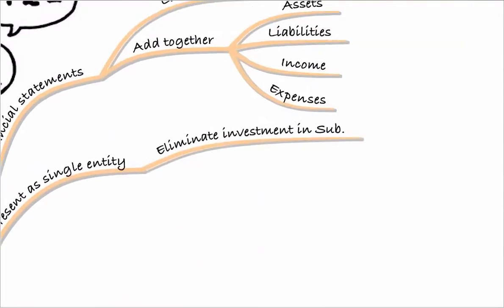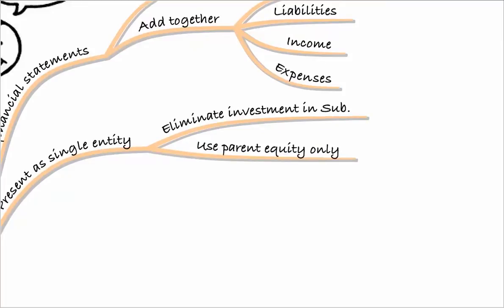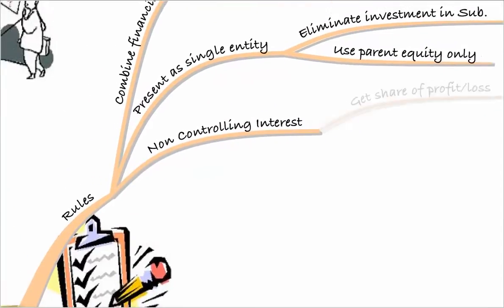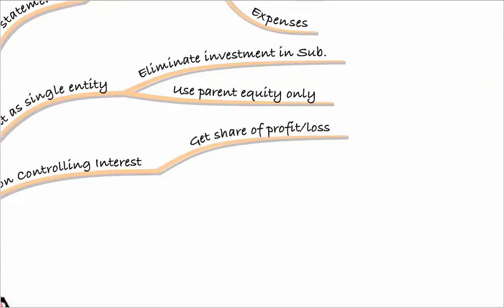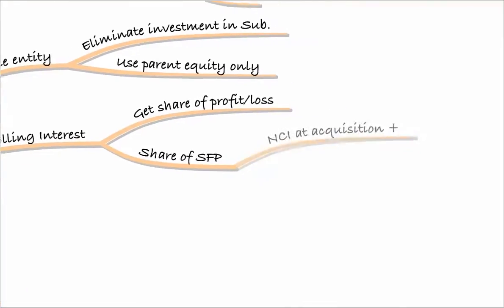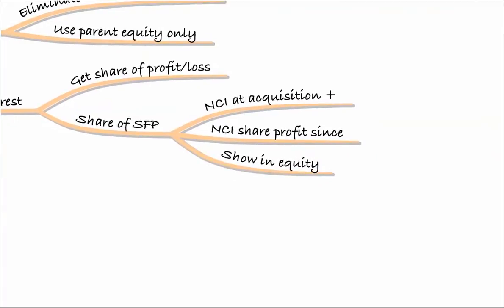We take away the investment in the subsidiary in the parent's accounts. We'll see how to do that. And we use the parent's equity or share capital only. We don't add the share capital together. When it comes to the non-controlling interest, remember they will get a share of the profit or loss for the year, and they'll get a share of all the assets and liabilities on the statement of financial position. So you'll have the NCI at acquisition plus their share of profit, and that will be shown in equity, and we'll see that as we do our group workings.